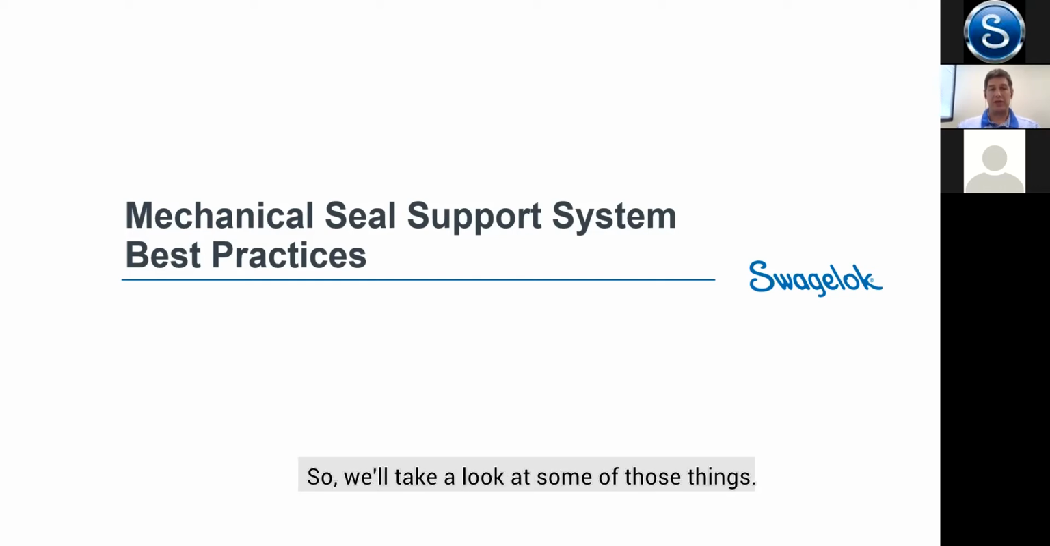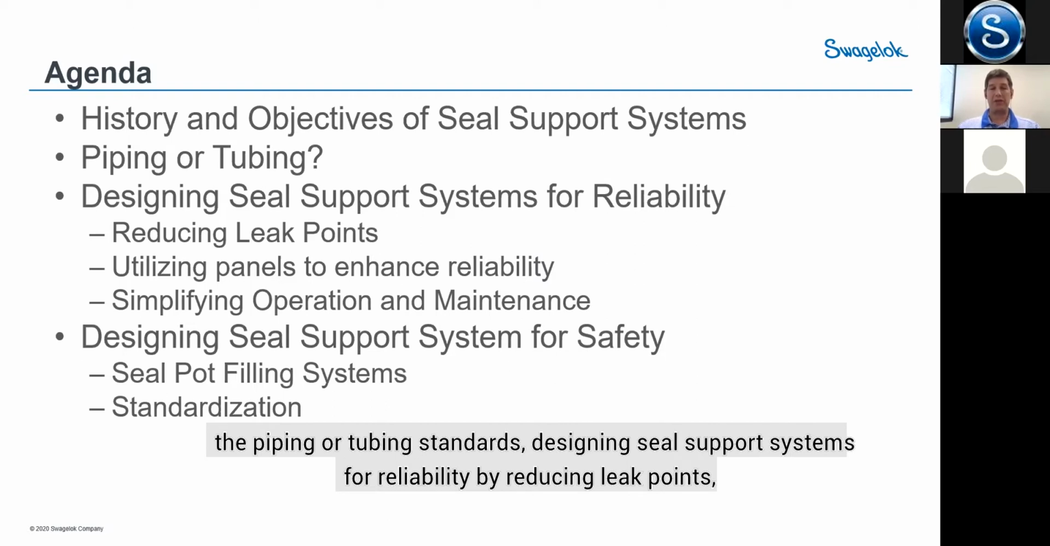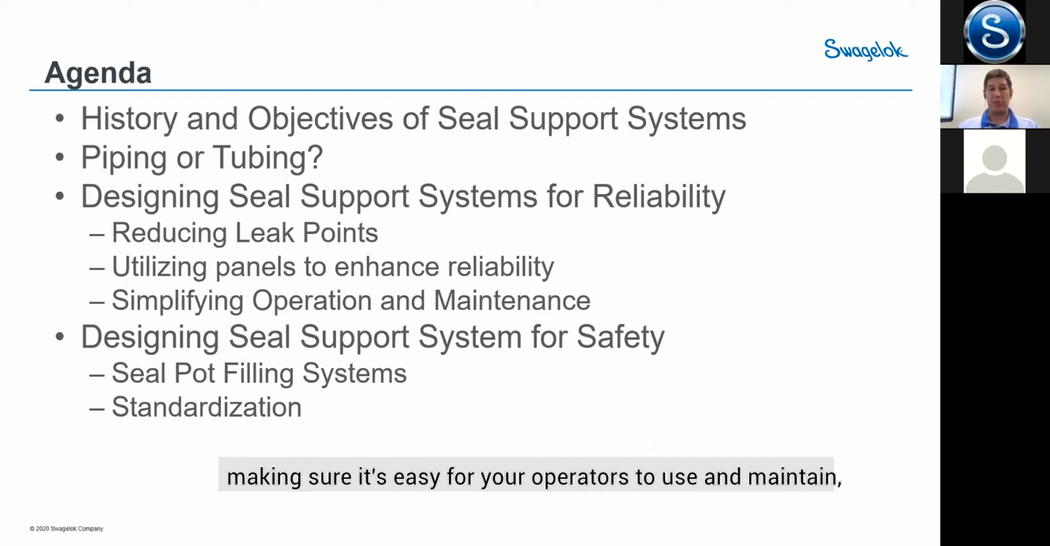So just for today's agenda real quick, we'll talk about a brief history of objectives for seal support systems, the piping or tubing standards, designing seal support systems for reliability by reducing leak points, making sure that it's easy for your operators to use and maintain, and then also designing seal support systems for safety. So we'll be covering a few of those items in detail as well.